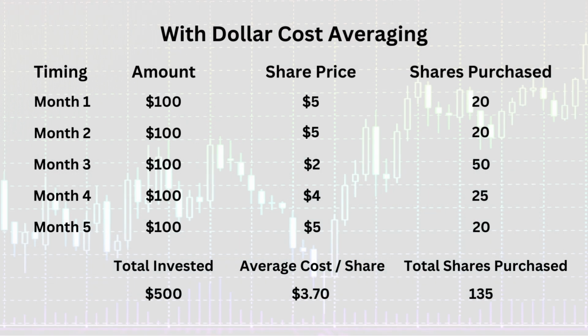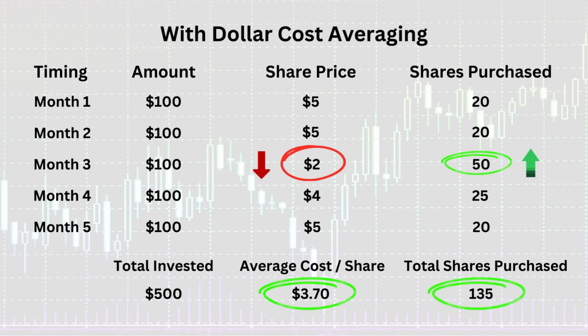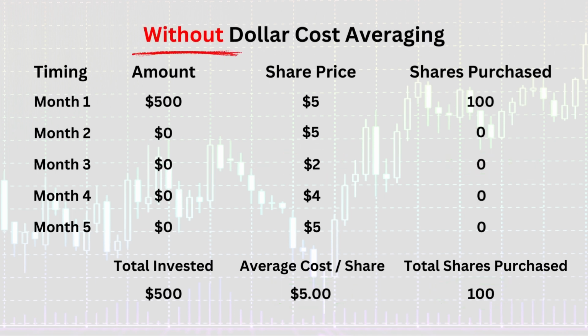Let's take a look at how dollar cost averaging works. As you can see in this chart, dollar cost averaging enabled the investor to take advantage of a price decline in month 3, significantly reducing the average cost per share. Despite paying $4 or more per share in 4 out of the 5 months, the average cost per share came out to $3.70, and the investor was able to purchase a total of 135 shares. By contrast, had an investor made a one-time purchase of all $500 in month 1, the average cost per share would have been $5 for a total of 100 shares.